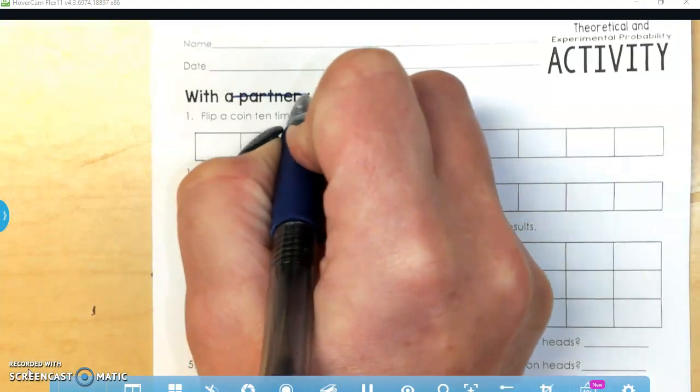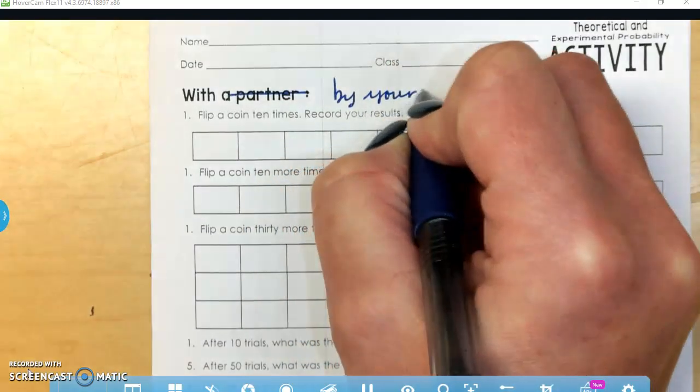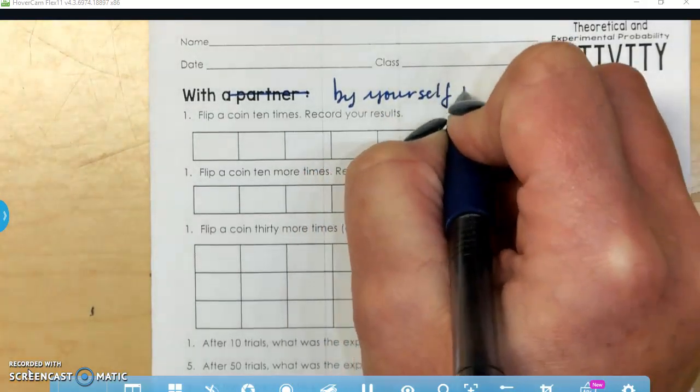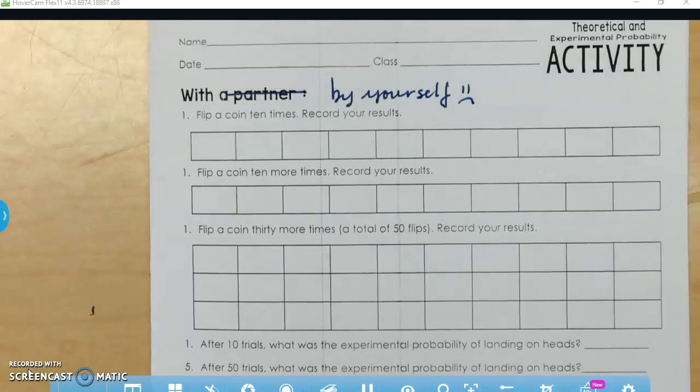So by yourself, sorry, but I do want for us to have an experiment, and then on Tuesday in class we're going to see what kind of values we came up with.